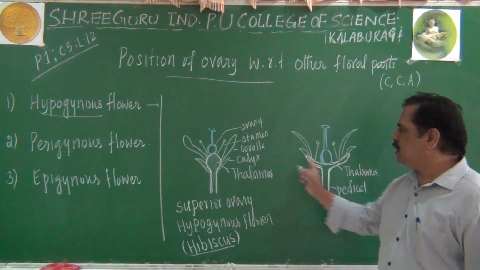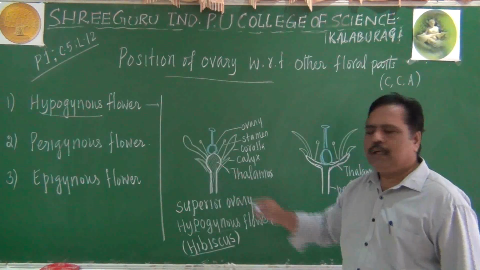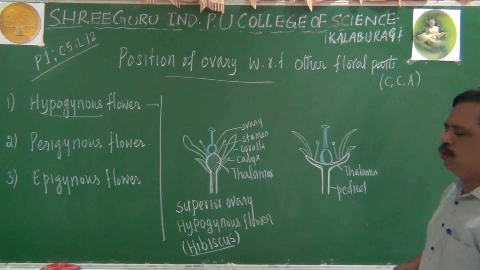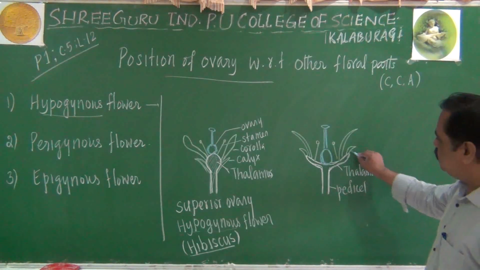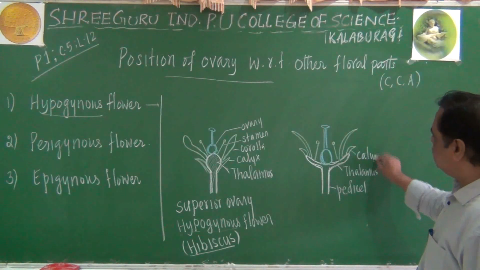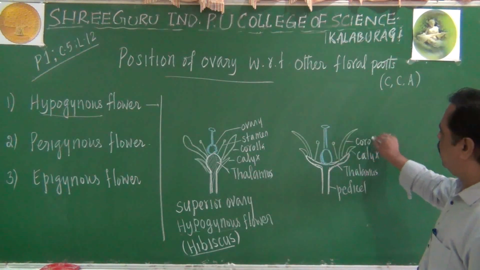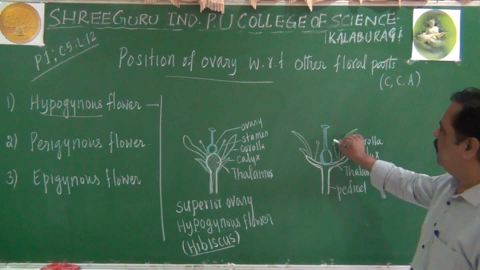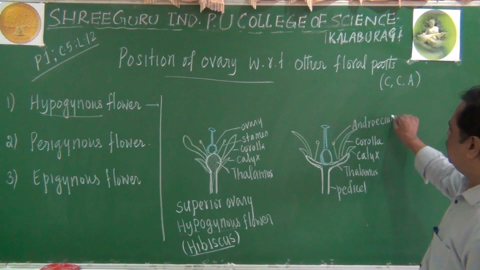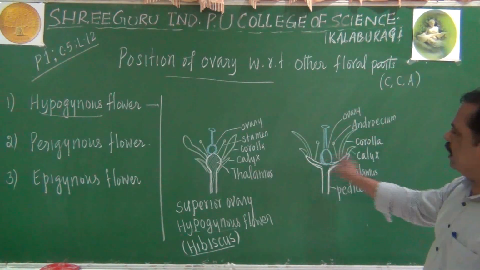Do you get the difference between these two diagrams? Here there is a dome-shaped thalamus. Here there is a boat-shaped thalamus. This part is calyx, or otherwise sepal. This is the corolla or otherwise petal. This is androecium, and this is ovary, remember. So you can understand one point.